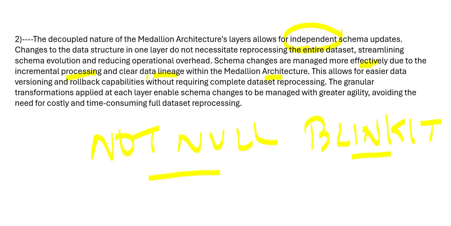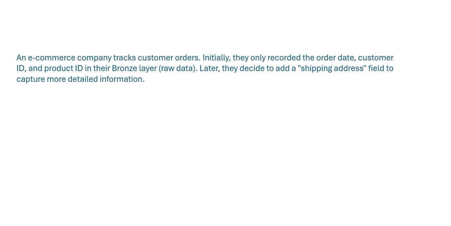Okay, let us look at one example. There is an e-commerce company that tracks customer orders. Suppose you have ordered a rice bag, because you are trying to preach a particular religion, so you are distributing rice bags. Initially they only record order date, customer ID, and product ID in their bronze layer. Later they decide that they also have to add shipping address. Earlier they had 3 or 4 fields in the bronze layer. Now they thought, oh, we forgot to add shipping address.